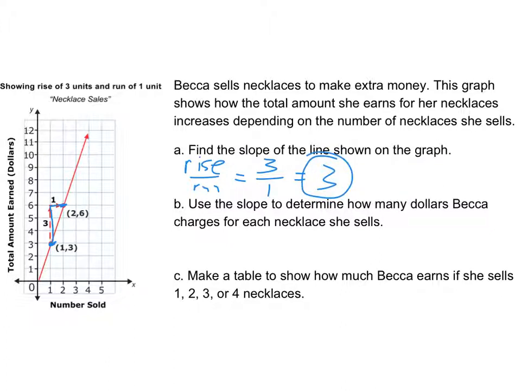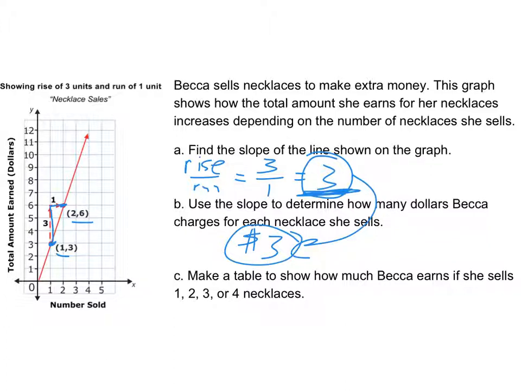Use the slope to determine how many dollars she charges for each necklace. Well, if you'll notice, she sells one necklace for $3 and two necklaces for $6. This slope right here tells you how much she charges per necklace. You'll notice that the slope is the same as the answer for part B.